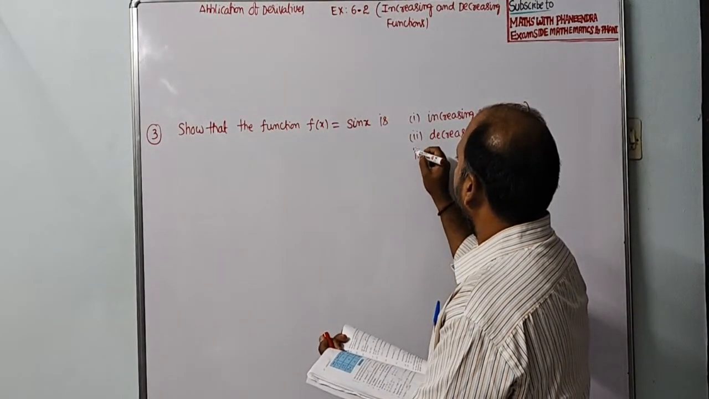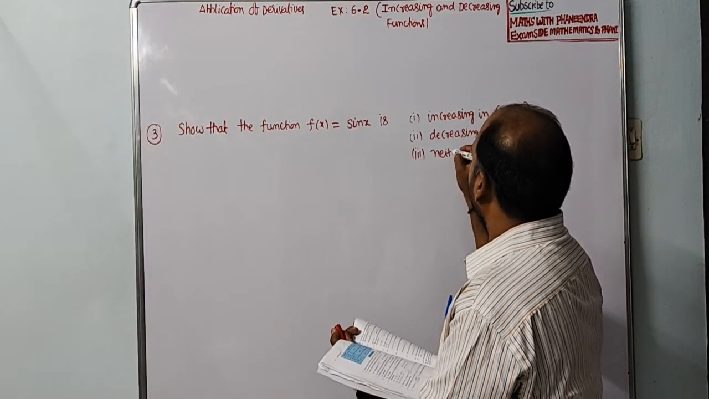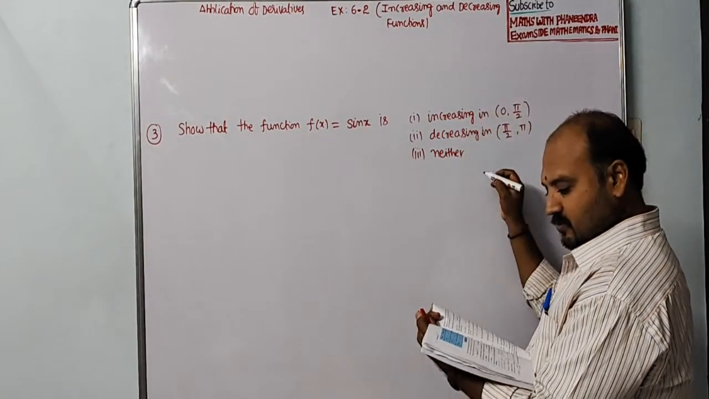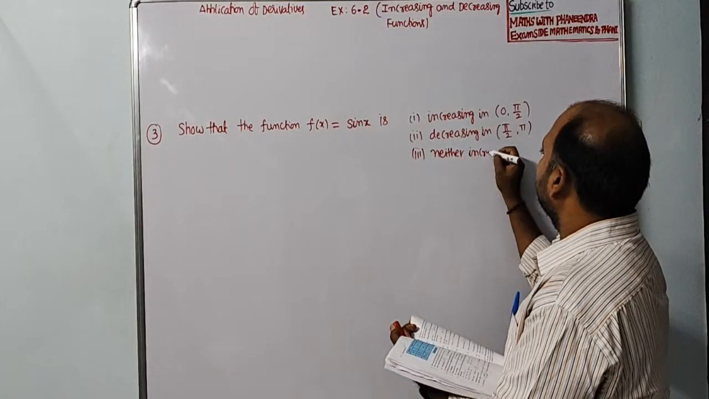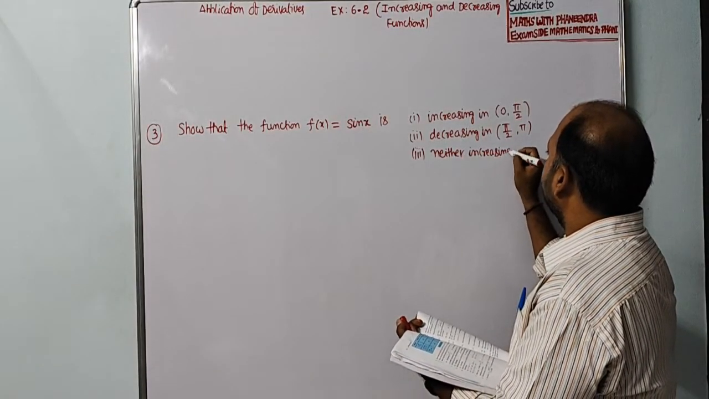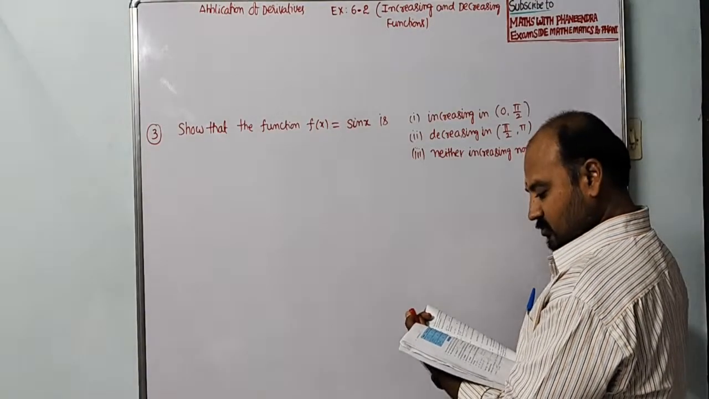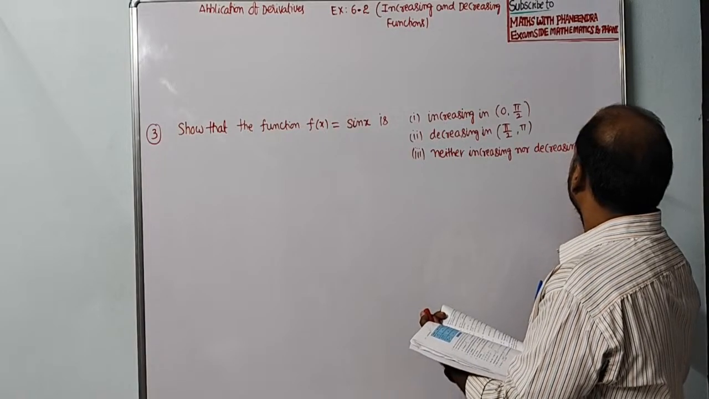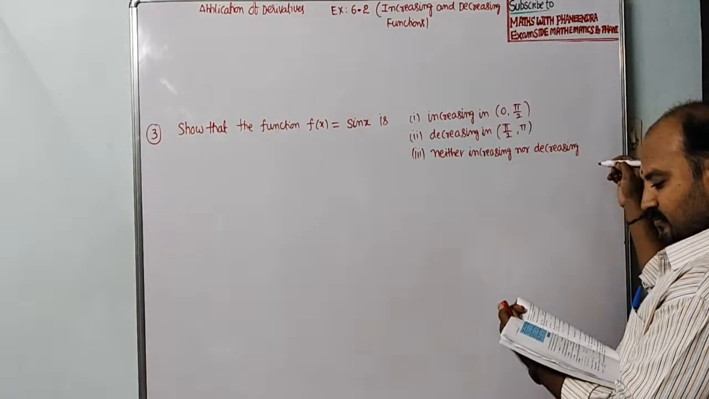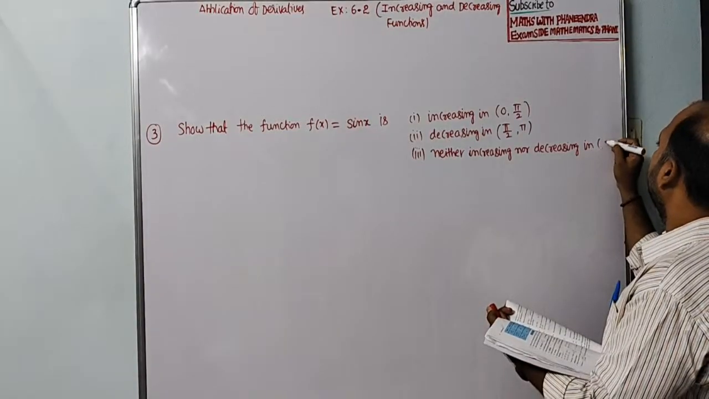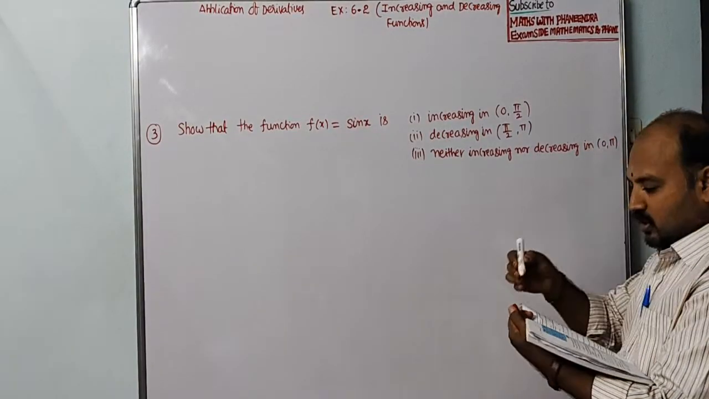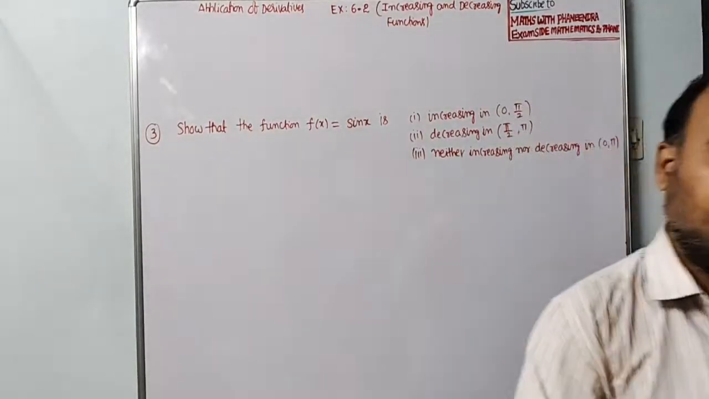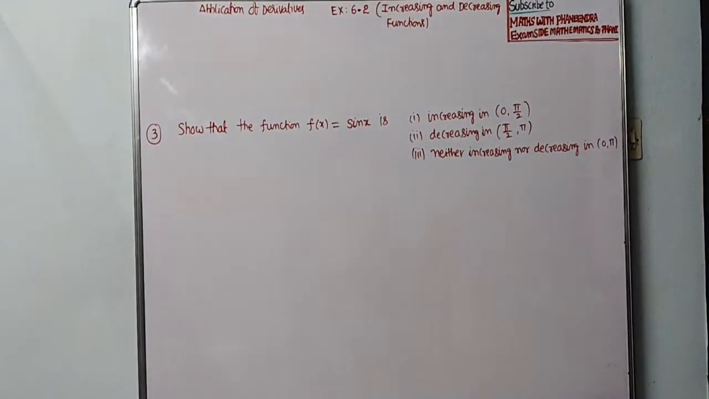Third one, neither increasing nor decreasing in the open interval 0 comma pi. So this is question number 3, dear students.